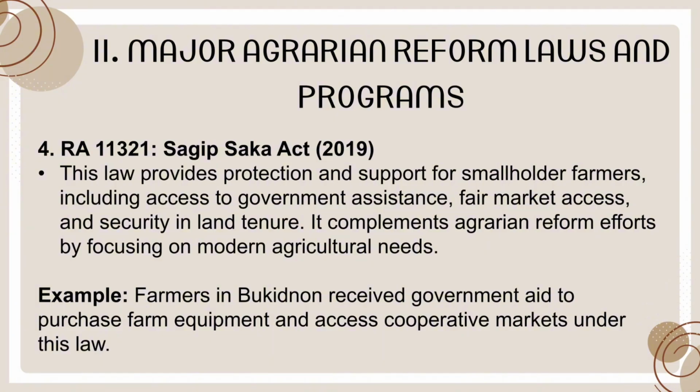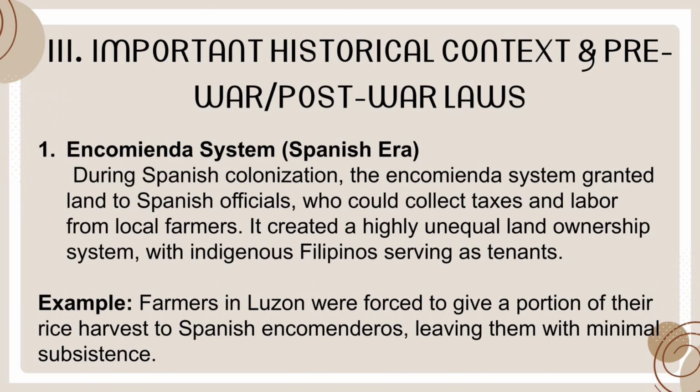Class, during the Spanish period, land was controlled by Spaniards through the encomienda system. The Spaniards were given control over land and the people living on it. Filipino farmers worked the land but did not own it, so they had to give taxes, crops, or labor to Spanish officials. The big idea is that this created land inequality very early in Philippine history. As you can see in the example, farmers in Luzon gave part of their rice harvest to Spaniards and were left with very little.